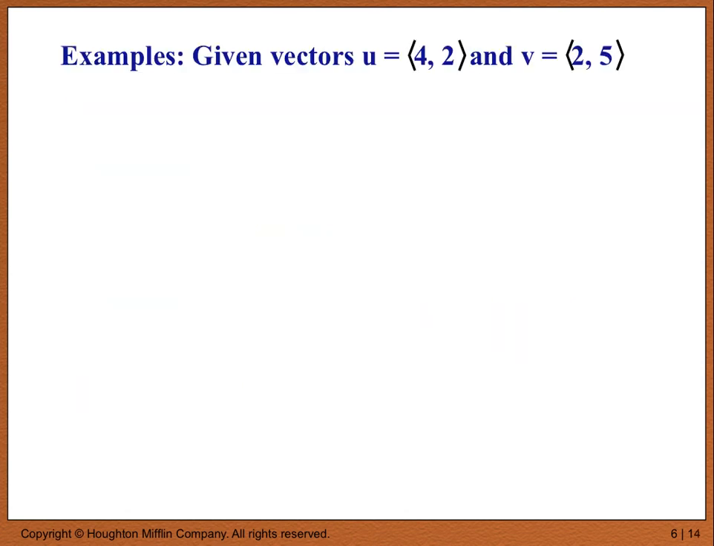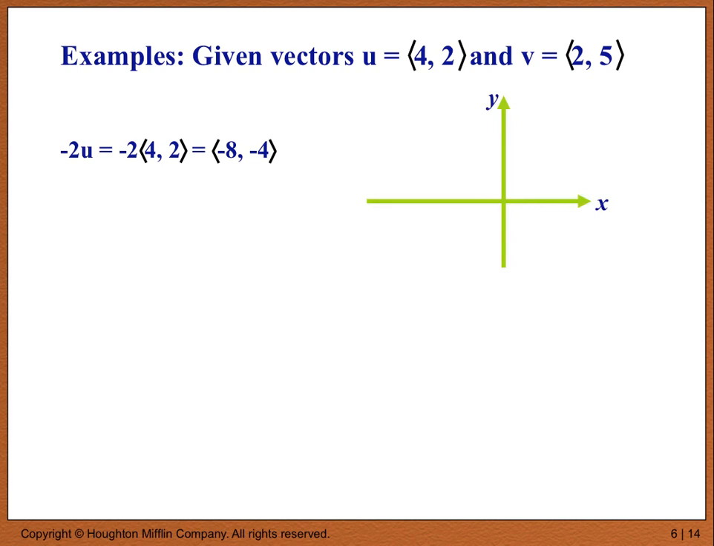Examples: given vectors u equals 4, 2, and v equals 2, 5, find negative 2u. All right, well that's easy, right? Because negative 2u is just a scalar multiple. It's negative 2 times the component form 4, 2, and that's just negative 8, negative 4. And this is what it looks like.